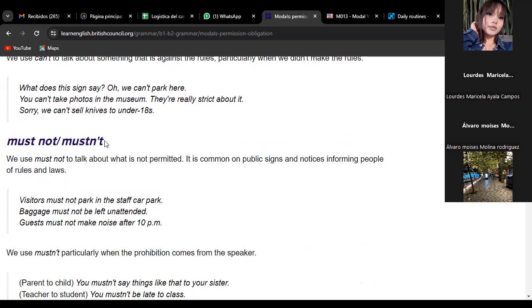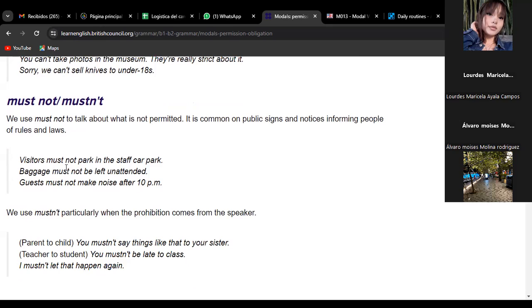Or mustn't, su forma contractada. Dice, to talk about what is not permitted, o sea, para lo que no está permitido, dice, it is common on public signs and notices informing people of rules and laws. Se utilizan en las señales, como las señales de tránsito, como cosas así más formales. Y para informar también son como anuncios o notificaciones que a veces están pegadas en ciertos lugares de las cosas que no se puede hacer ahí, como no usar celular o cosas así. Rules and laws, leyes y reglas.